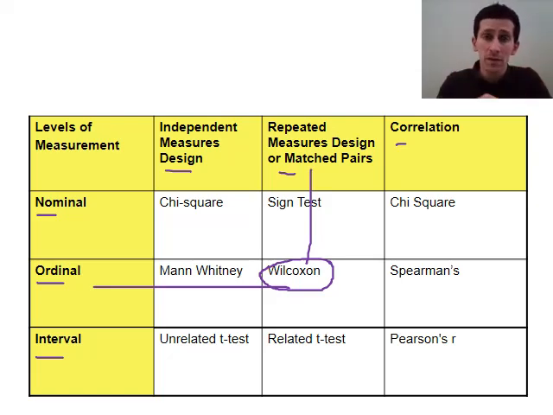And that's what they're going to want to see from you in an exam. If they give you something with interval data and it's a correlation study, they want to know you know to use the Pearson's r test.